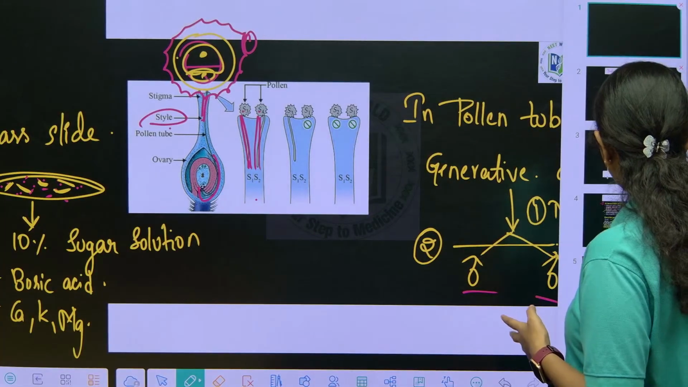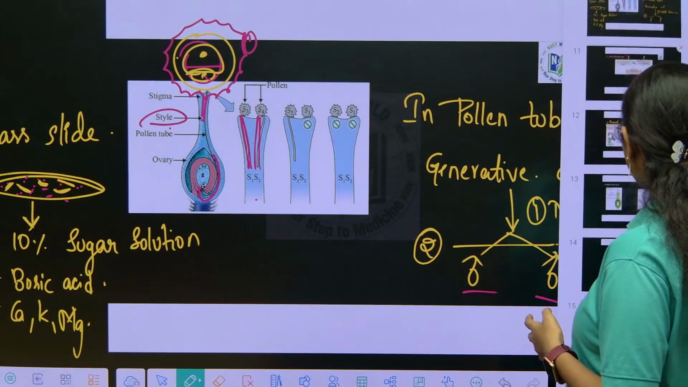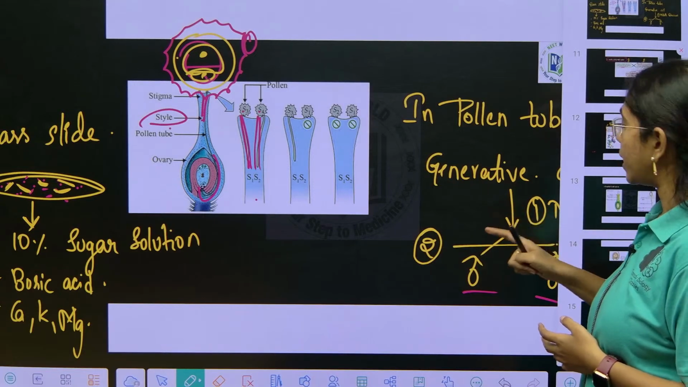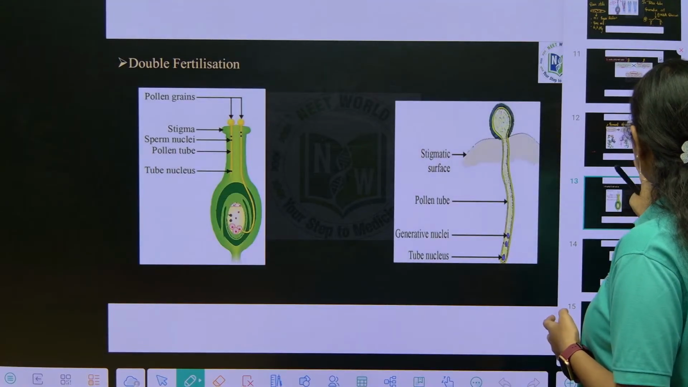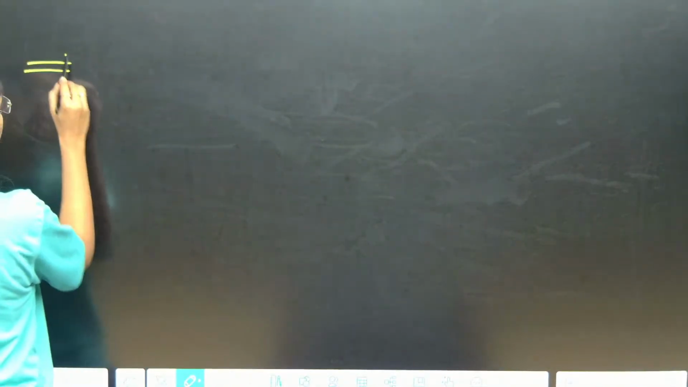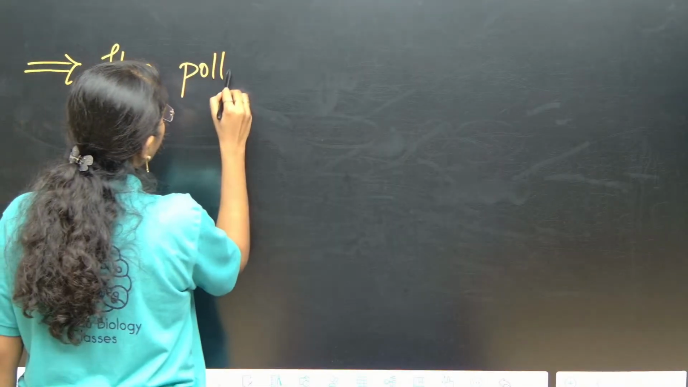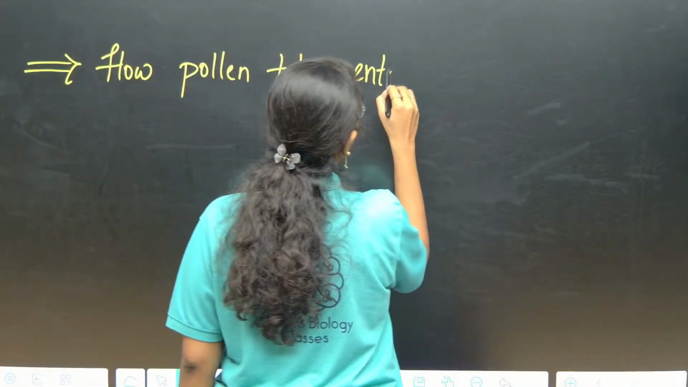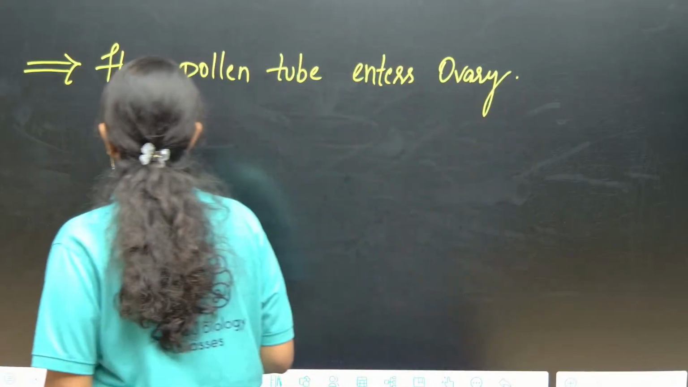After which we will proceed to what? Double fertilization. Before learning double fertilization, you have to know how the pollen tube enters the ovary. Okay, we will learn it here. How the pollen tube enters the ovary. So, here we go.